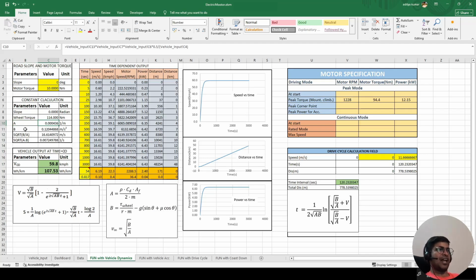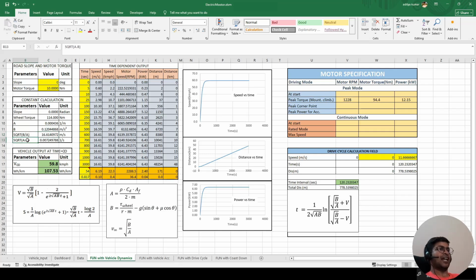Now let's calculate the value of b. What is the value of b? It is the wheel torque divided by the radius of the wheel, divided by the vehicle mass, minus g multiplied by sine theta plus rolling resistance multiplied by cos theta, which I am calculating here. Next, just for ease of referring to the formula, I have calculated the square root of b by a, to make my Excel formula very neat and clean. That's what I have calculated here.